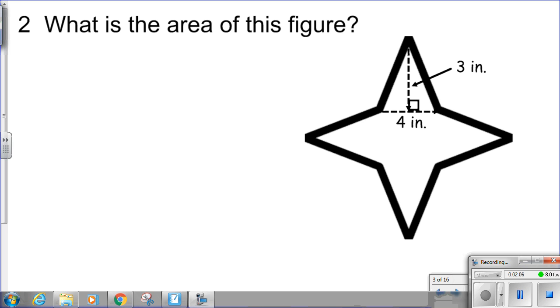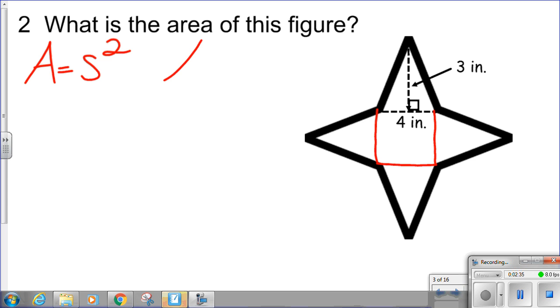Okay, this is an irregular shape, so you're going to have to add some lines to it. In the center, I have a square, and I have 4 triangles on the outside. So this is going to require 2 formulas. For area of a square, its area equals side to the 2nd power. And again, the formula for area of a triangle is 1/2 base times height.